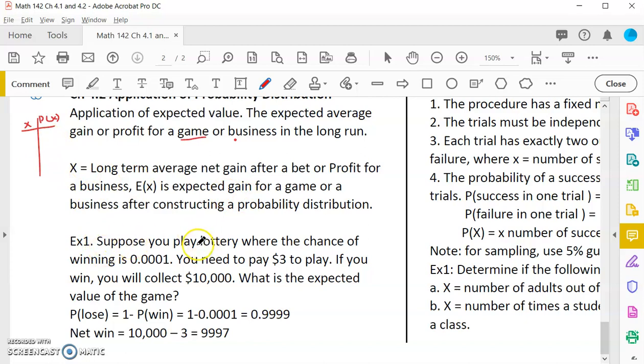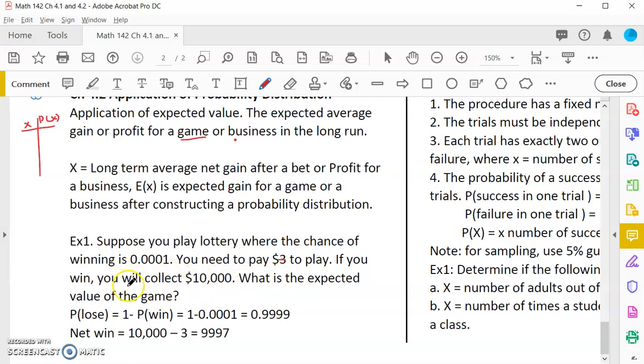Example one. Suppose you play a lottery where the chance of winning is 0.0001. So it's a very low chance of winning. They tell you this already. And you need to pay $3 to play. So if you enter the lottery, you have to pay $3. If you lose, you forfeit this $3, it's gone. So you have a loss. If you win, then you collect $10,000. So is this a good game to play? What is the expected value of the game?